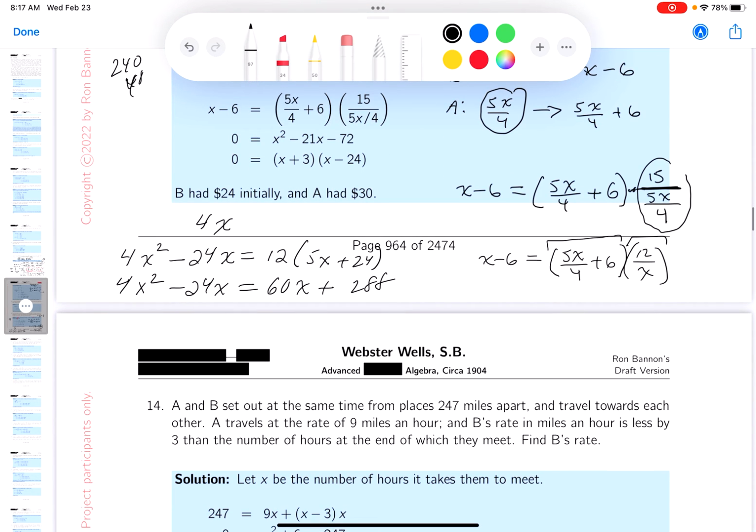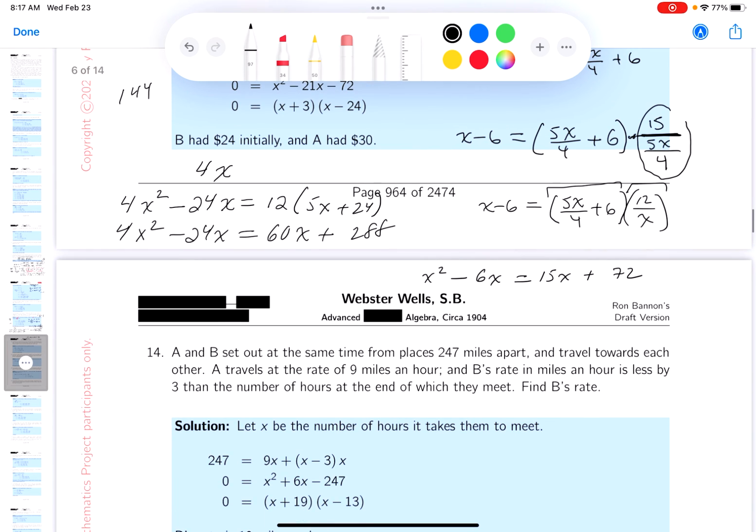Kind of nasty looking numbers. But you know what I'm going to do? I'm going to divide both sides by 4. And what do you get? You get x squared minus 6x. 4 goes into 60 15 times. And 4 goes into 288. Well, let's take a look at 144, and that'd be 72. All right, let's take a look. I'm kind of working forward on it. So you can get x squared minus 21x minus 72. Oh boy, it's going to be a tough one.